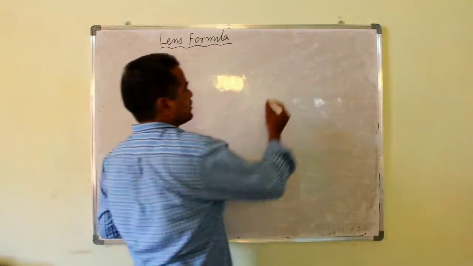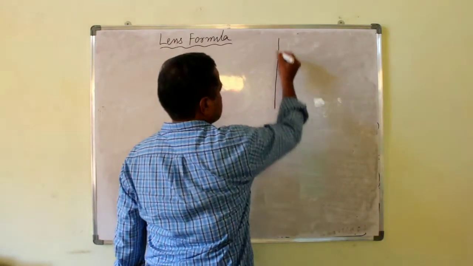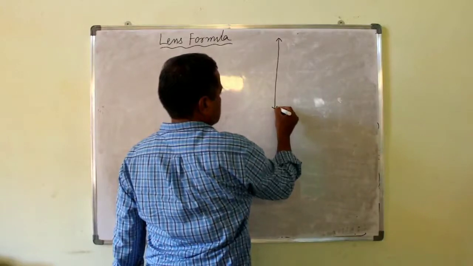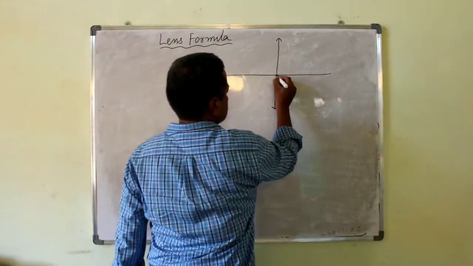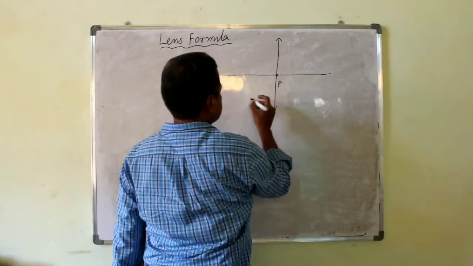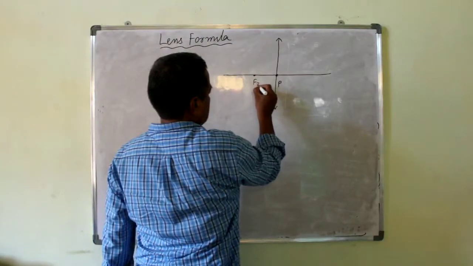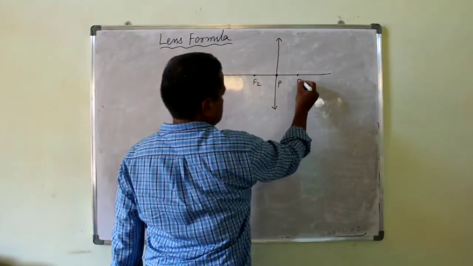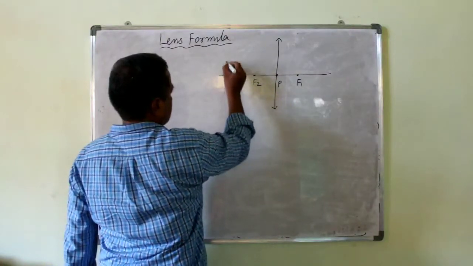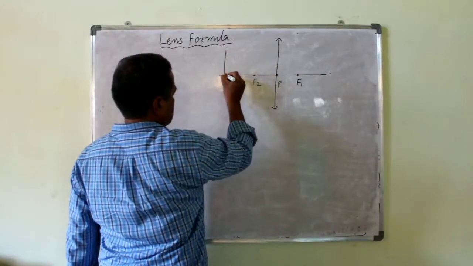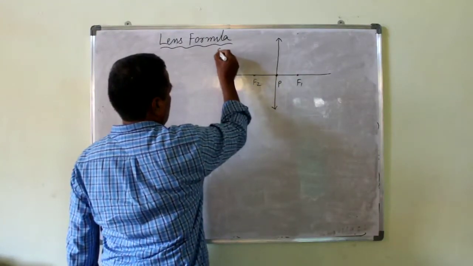For this we take one biconvex lens. This is the optic center. This is F2, this is F1. We place one object O, O dash.